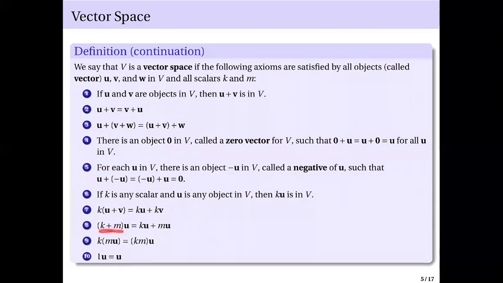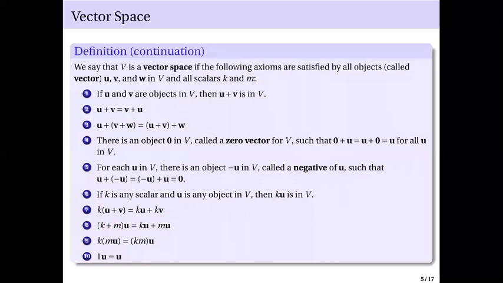And then another type of distributive property here. You have 2 scalars, k and m. You can add them, so you have this k plus m. If you multiply k plus m to the object u, this is the same as ku plus mu. So this is distribution of this vector u over the sum of scalars. Number 7 here is the distribution of the scalar over the sum of vectors.